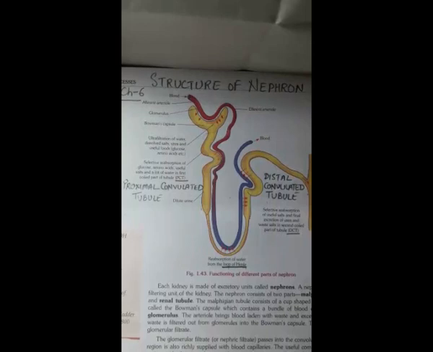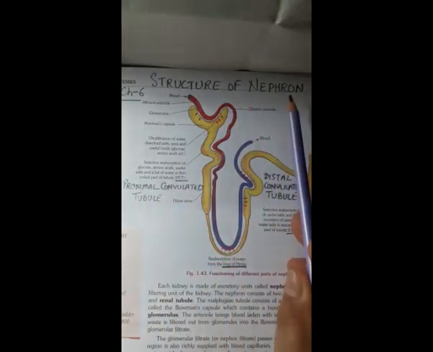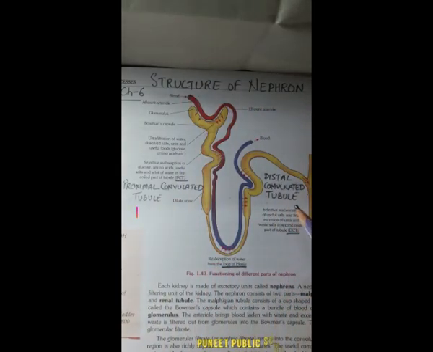Today's topic, structure of nephron. So before we proceed, you all should know what is a nephron. Nephron is actually a blood filtering unit of kidney.